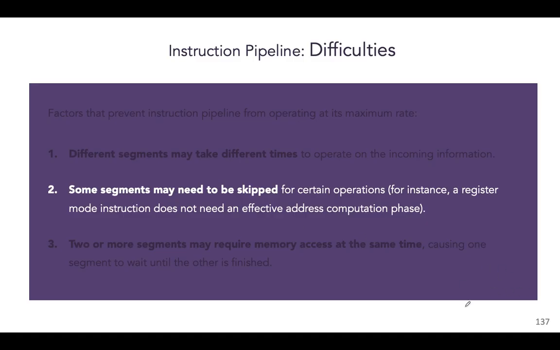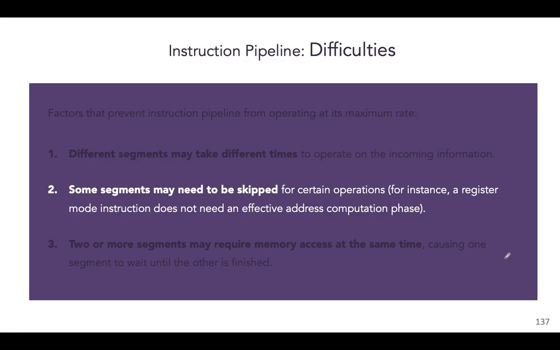Some segments may need to be skipped for certain operations. For instance, a register mode instruction does not need an effective address computation phase because the operands are in the register. They're not in the memory. Since they're not in the memory, there is no address to be decoded. So even though you have a pipeline and you have to make provisions for all different kinds of instructions, so you have to have a decode phase, in case of register mode instructions, that specific phase is not going to be used. It's a wastage, right?